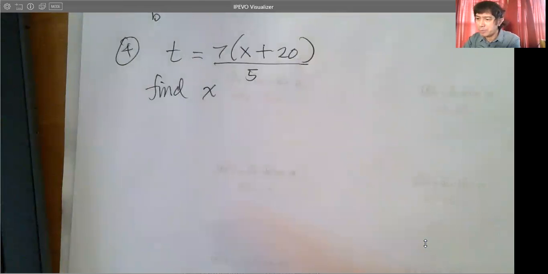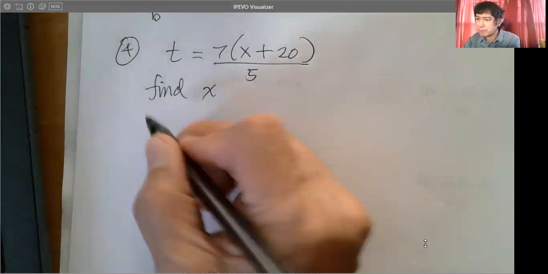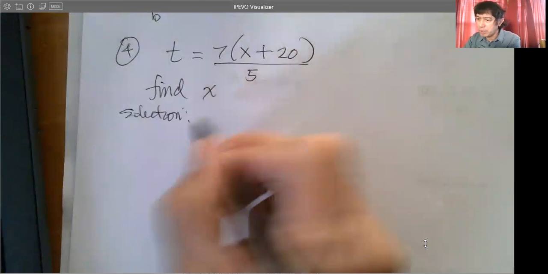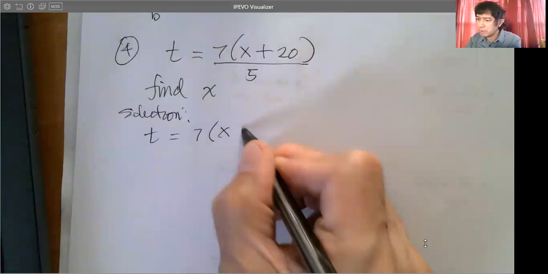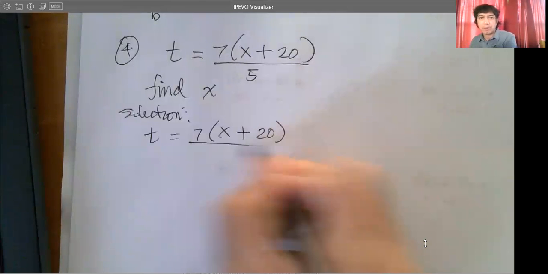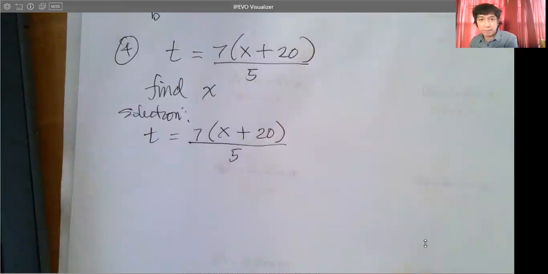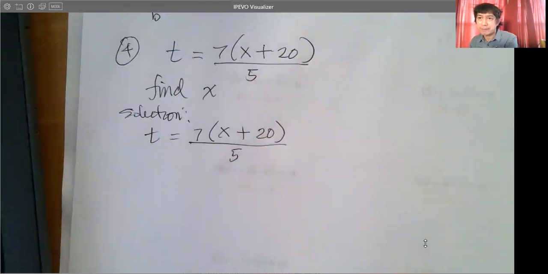Let's rewrite the problem for our solution. T is equal to 7 times the quantity x plus 20, over 5. We're going to begin with the 5. If only we can cancel out the 5, it will be simpler by one step. If we put a 5 on top of the fraction, it will cancel out. So that suggests multiply, okay?